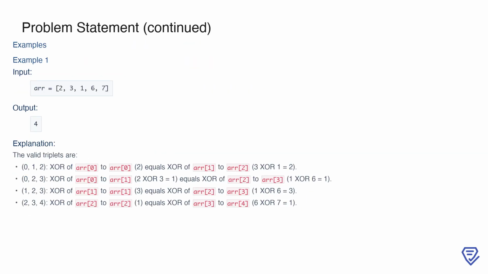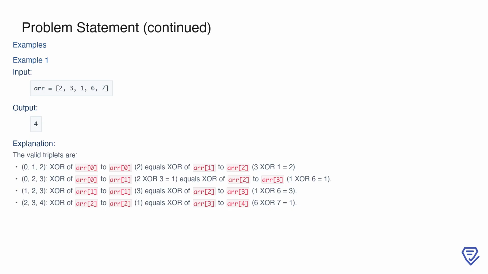Let's look at the first example to better understand the problem. Here, the input array is [2, 3, 1, 6, 7], and the output is 4. This means there are 4 valid triplets (i, j, k) that satisfy the XOR condition. For instance, one of these triplets is (0, 1, 2). In this case, the XOR of the subarray from index 0 to 0 is 2, and it equals the XOR of the subarray from index 1 to 2, which is 3 XOR 1, also 2.